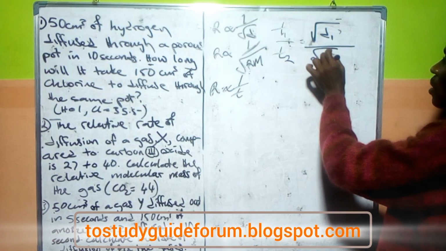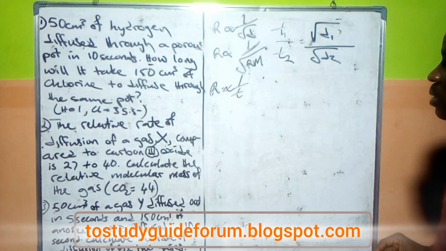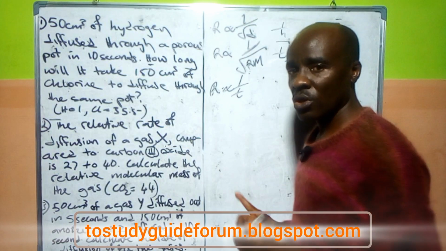Square root of the what? Vapor density of gas 2. That is what we will have. So let's quickly go there. But before we solve this problem, you note something here.